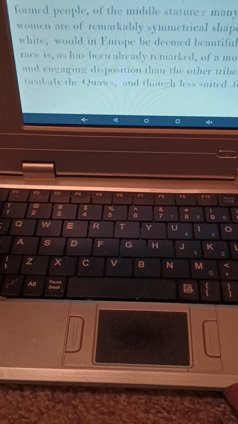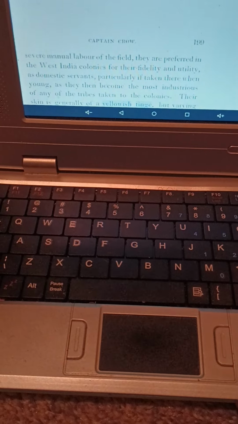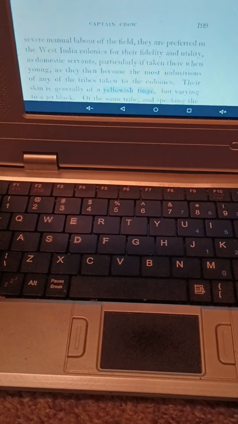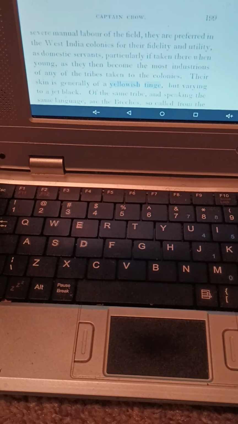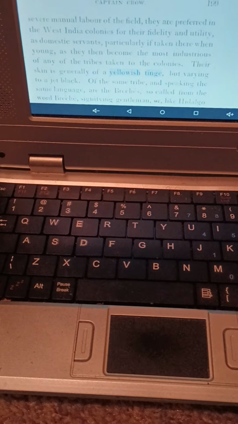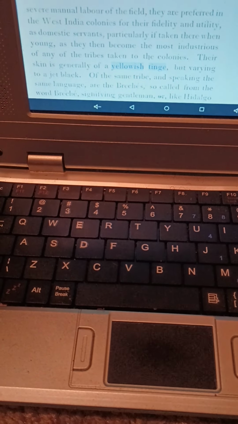and though less suited for the severe manual labor of the field, they are preferred in the West India colonies for their fidelity and utility as domestic servants, particularly if taken there when young, as they become the most industrious of any of the tribes taken in the colonies. Their skin is generally of a yellowish tinge, but varying to a jet black.